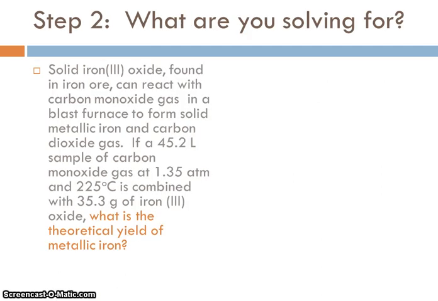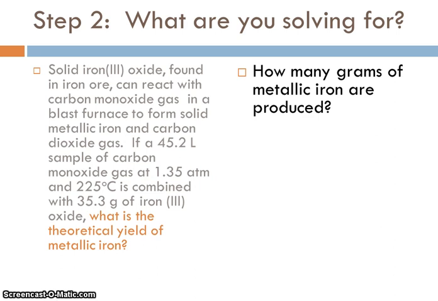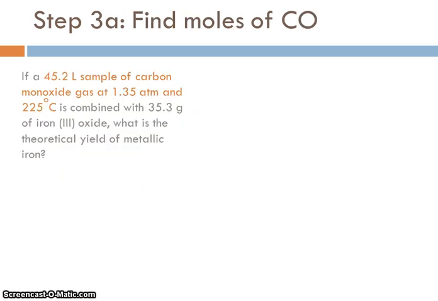All right. If we look at the original problem, we go all the way down to the bottom. I've highlighted in red. It says, what is the theoretical yield of metallic iron? That's what we're solving for. How many grams of metallic iron did we make? So I'm going to start with the carbon monoxide just because I'm going to. No particular reason. There's no reason why one has to be done before the other. I have a 45.2 liter sample of carbon monoxide at 1.35 atmospheres and 225 degrees Celsius. All right. I've got a volume, a pressure and a temperature for the CO.